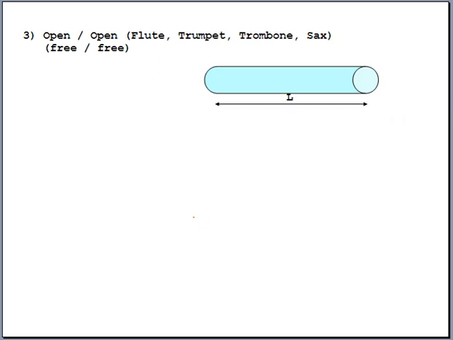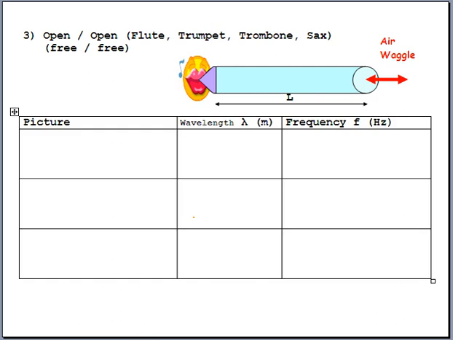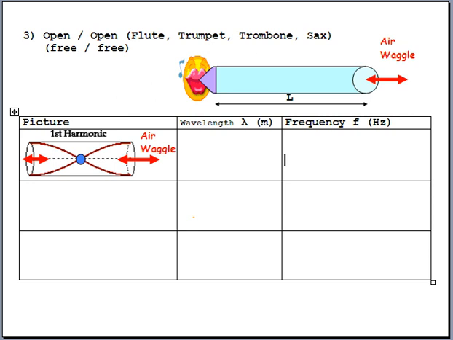Okay, so I'm going to call the length of the instrument L, and that tapered mouthpiece means it's going to behave like it's open, even though technically their face is in the way. So we're going to have air wiggling at the audience side. It's also going to wiggle at the mouth side, which is kind of cool the way that can actually happen. The lowest possible note looks like this. It does have air wiggling at the musician side, but it has a node right in the center.